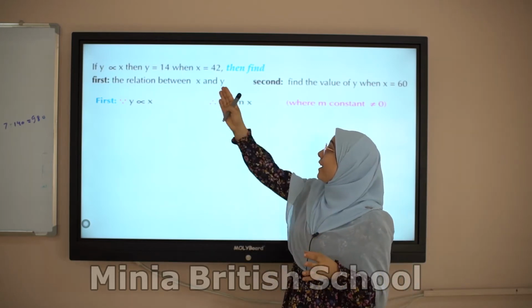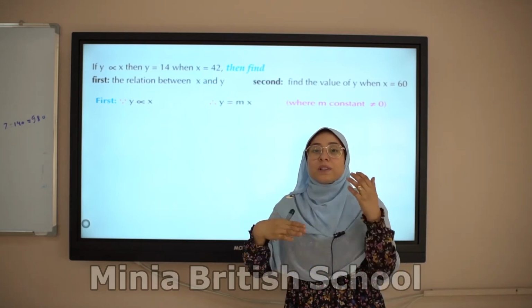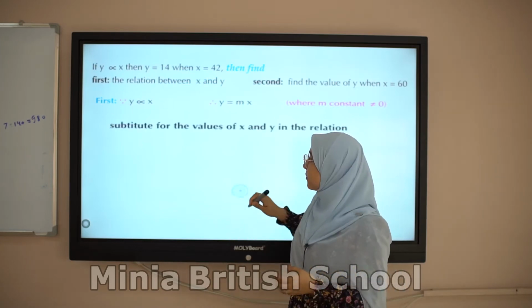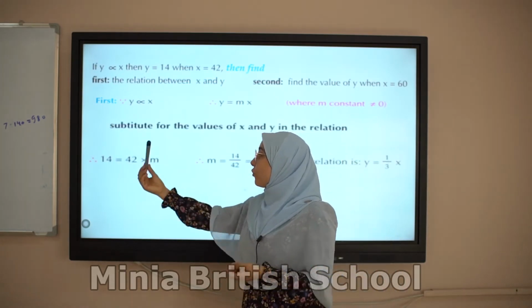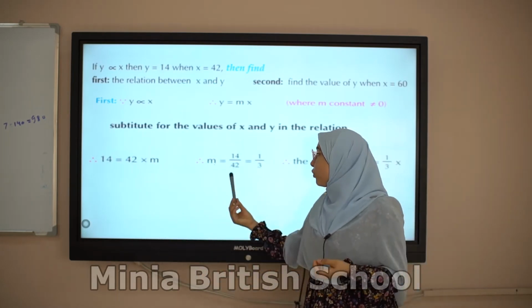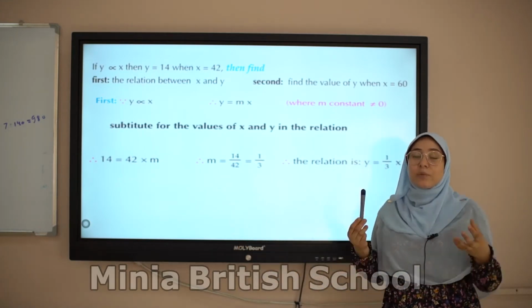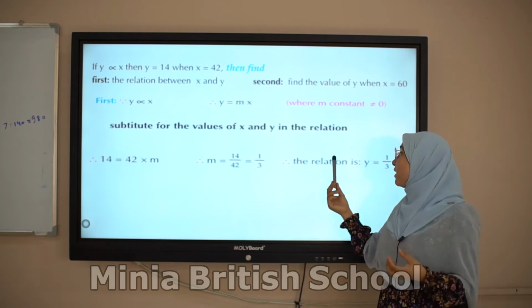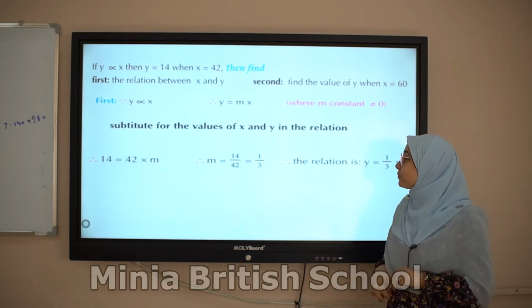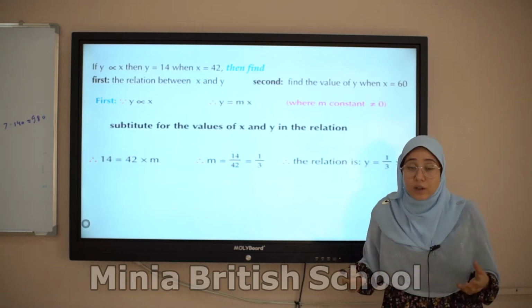Now, when x equals 42, y equals 14. By substituting the values of x and y in this relation, we get 14 equals 42 times m. So m equals 14 over 42 equals one third. So the relation between y and x is y equals one third x. The second required: find the value of y when x equals 60.